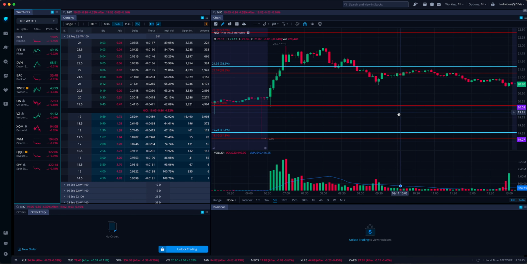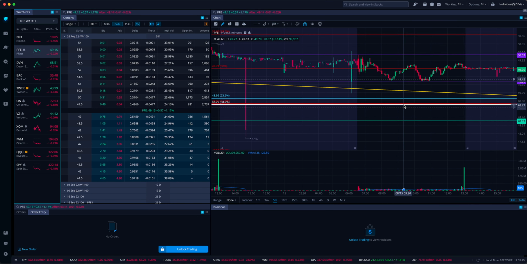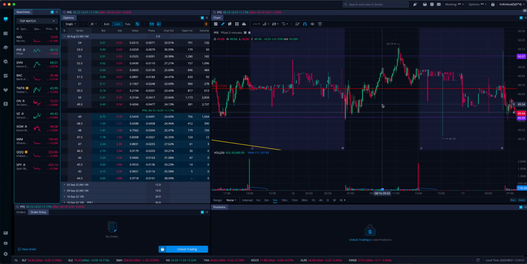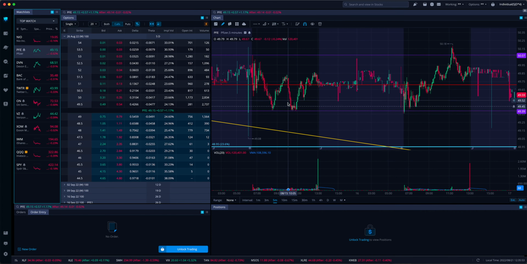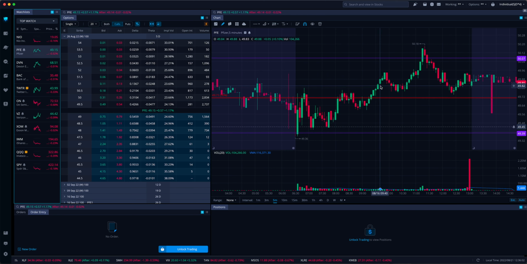All right, so that's one example. Another example is what I call playing the range. And we're going to look at PFE here from the 16th. So here's the previous day's high and low marked, the inside bar. This is trading in the middle of the range in pre-market, and then what happens is we get a little flush down.